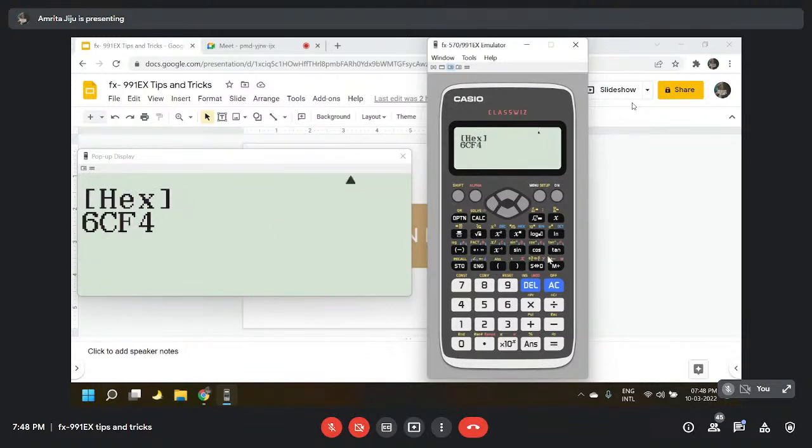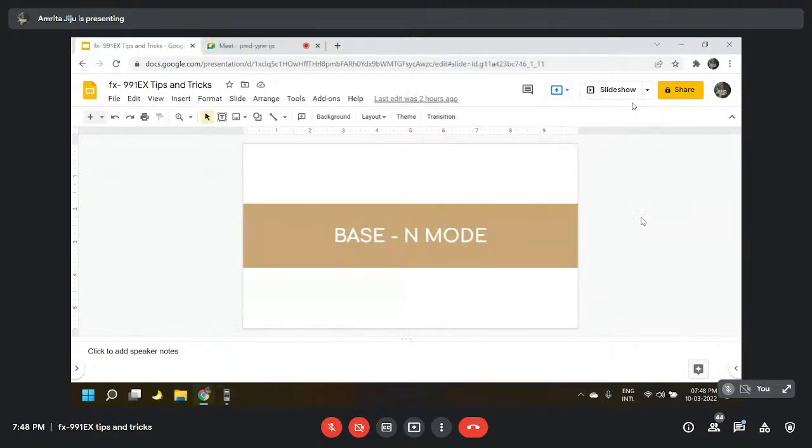Yeah. You just go for the decimal, binary, hexadecimal, etc. For that you can actually store it in the memory. So yeah, that's how you do the base N method.